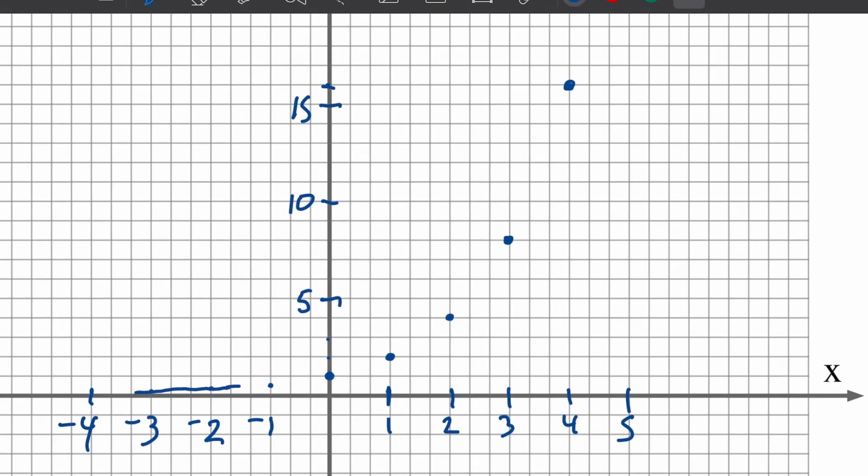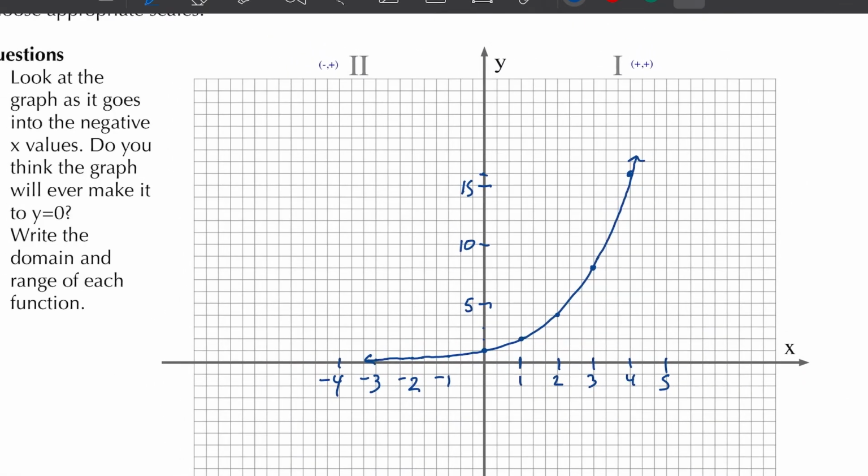This is called an exponential graph. And exponential growth is a phenomenon that happens quite often. Population often goes by exponential growth. Virus spread is often exponential. But there we have it. Did we need the negative numbers? No.